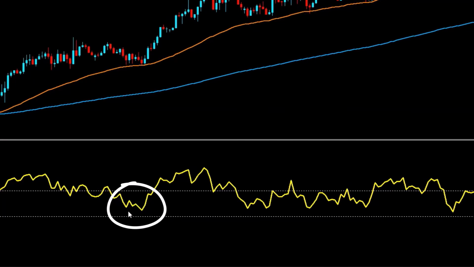When buyers return to the market, RSI starts moving upward again. That moment, when RSI turns up from around the 40 level, can signal that the pullback is ending. This is our trigger to enter a buy trade.